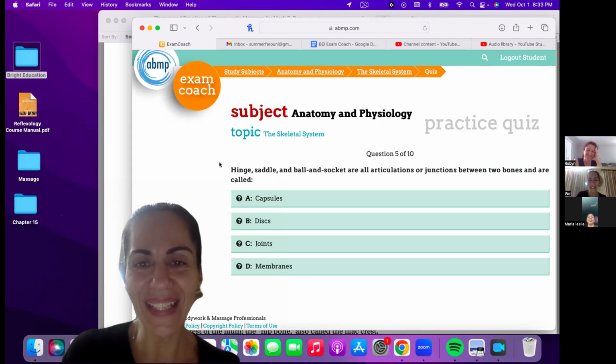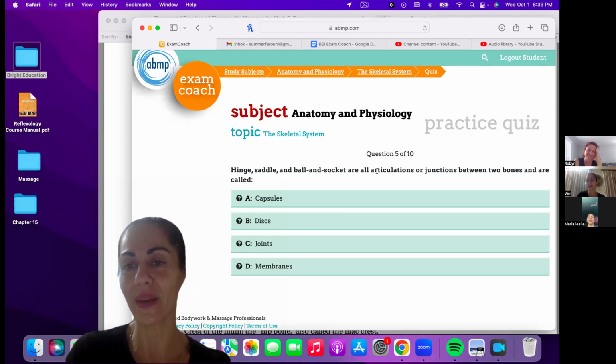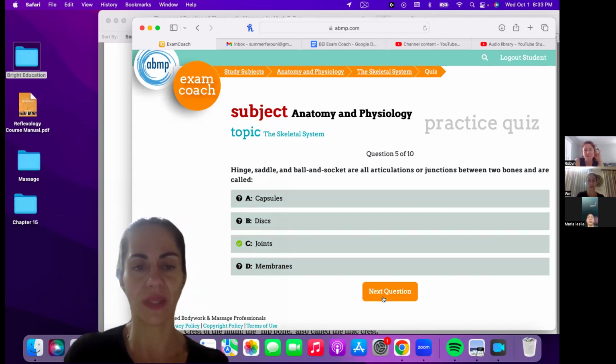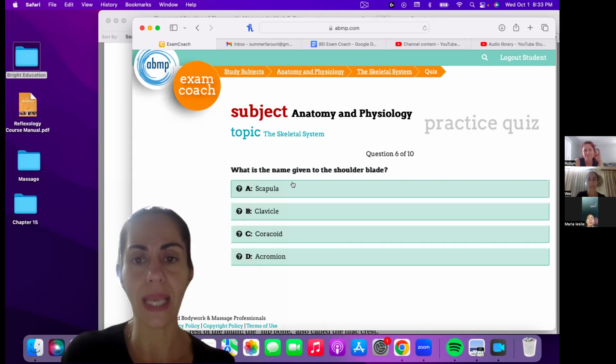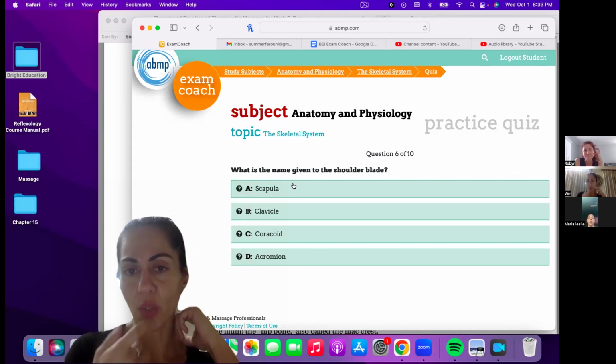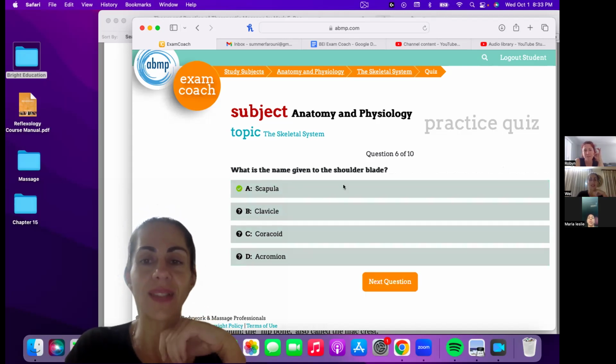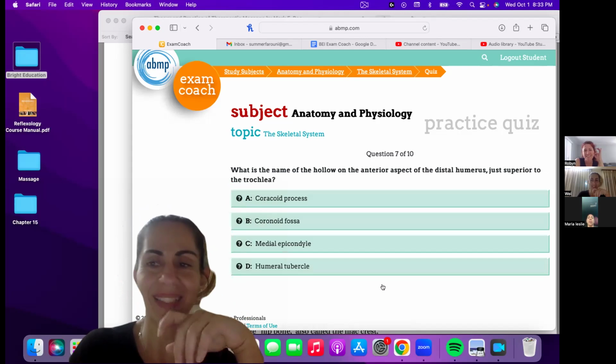Awesome. Hinge, saddle, and ball and socket are all articulations or junctions between two bones and are called capsule, disc, joint, or membranes. Joints. Saddle. Joints. This is easy. Good job. What is the name given to the shoulder blade? Scapula. These are nice questions, huh? Some questions are ridiculous.